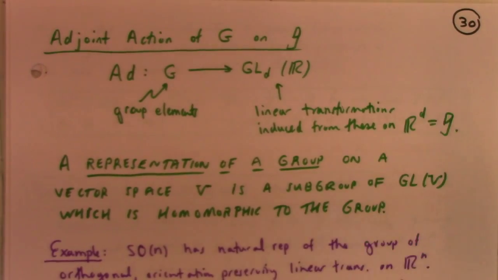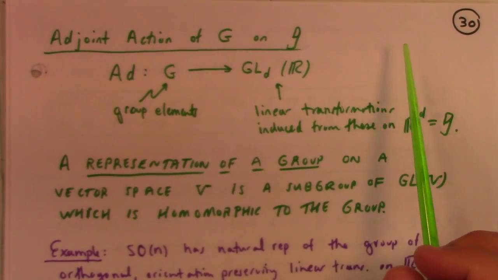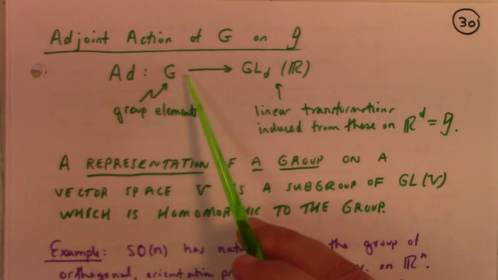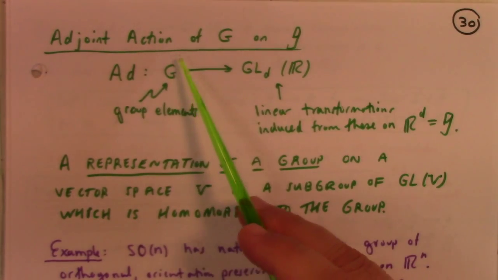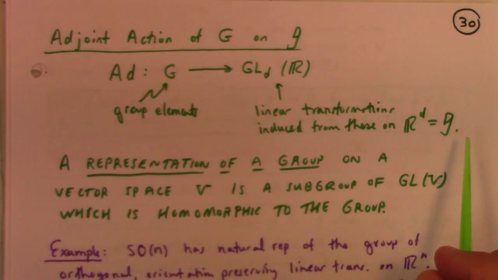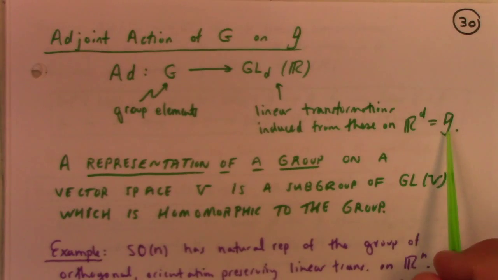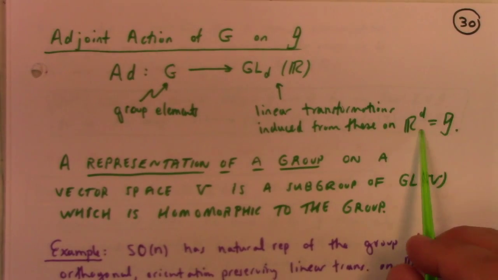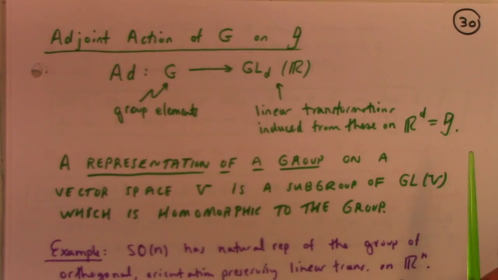So let's talk a little bit about the adjoint action of G on G. The adjoint is going to trade for us the mapping from the Lie group to a particular set of invertible linear transformations, basically on the Lie algebra. Although we're making a choice of basis, and so we're trading the Lie algebra for a copy of R^d.